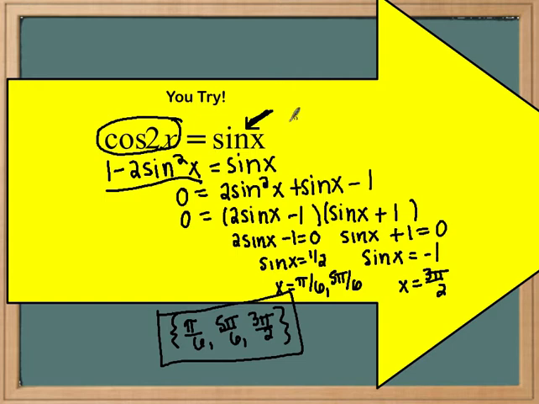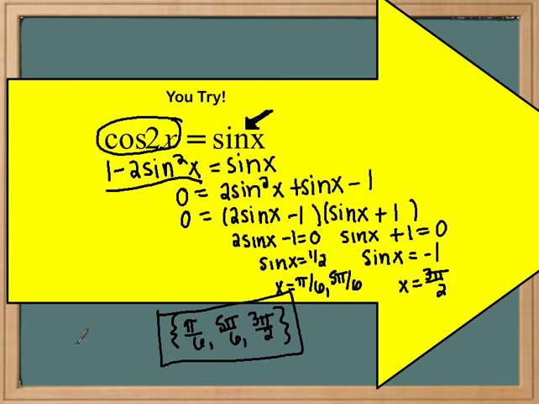So instead of choosing cosine squared minus sine squared, which would have included a cosine and a sine, or 2 cosine squared minus 1, which once again would have mixed me up with a sine and a cosine, I chose 1 minus 2 sine squared, got it set to 0, factored, and got our solutions.